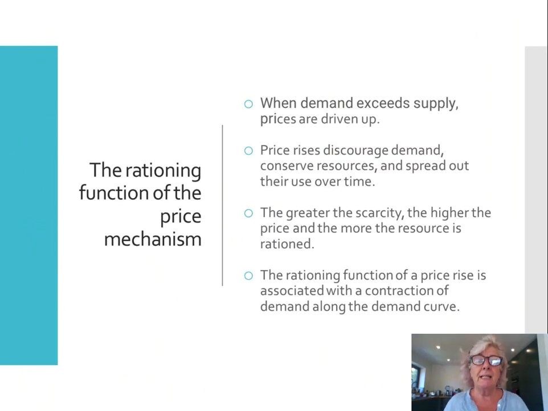So we've talked about signalling, we've talked about incentive, but the price mechanism also has this function of rationing. When demand exceeds supply and consumers are fighting each other for the same good, what would happen naturally then is that the price will automatically go up, and that causes some consumers to not be able to buy anymore, and so that resource becomes scarcer and the price goes back towards the equilibrium again.